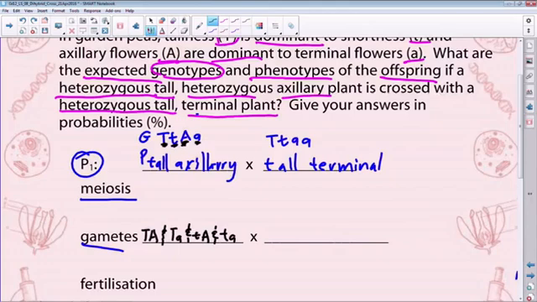Let's have a look at the other one. Same thing, big T, small a, and big T, small a. Look, it's the same, big T, small a, and it's the same here, small t, small a, and small t, small a. Don't forget the and, otherwise it's the same thing. So that is the gametes that we need.